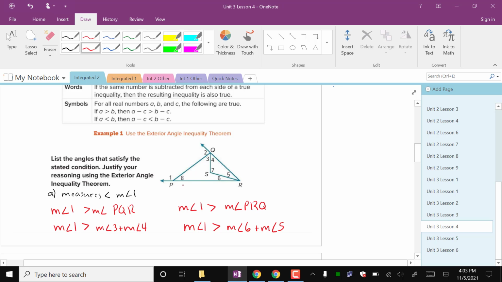5 and 6 make up PRQ. 3 and 4 make up PQR. So therefore, the measure of angle 1 is greater than the measure of angle 3, angle 4, angle 5, and angle 6. So it's greater than all those angles. So there's our first example.